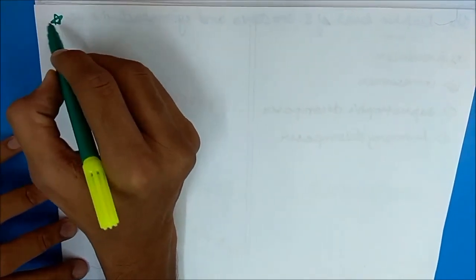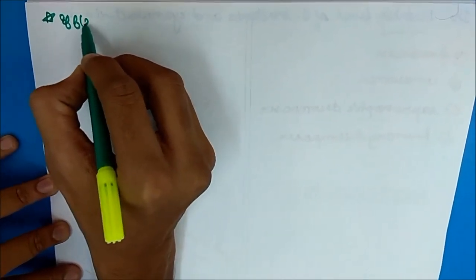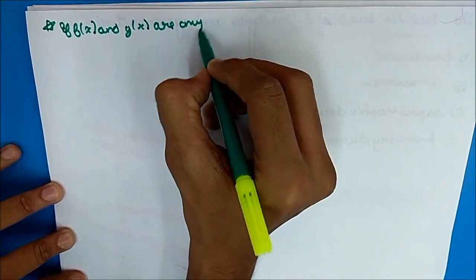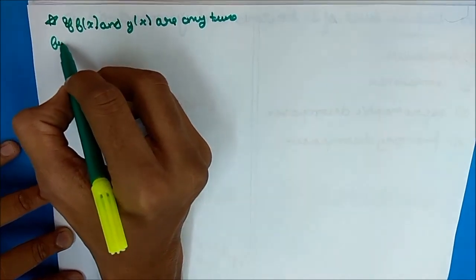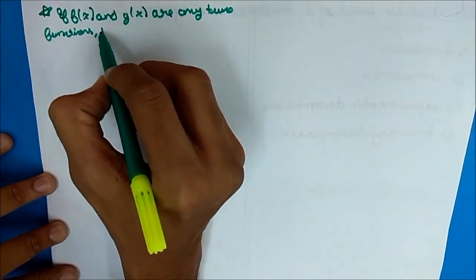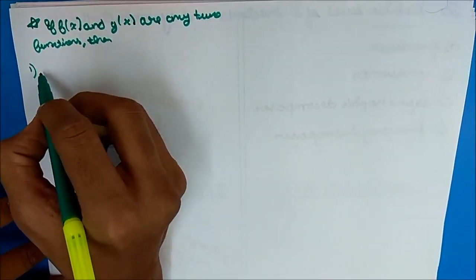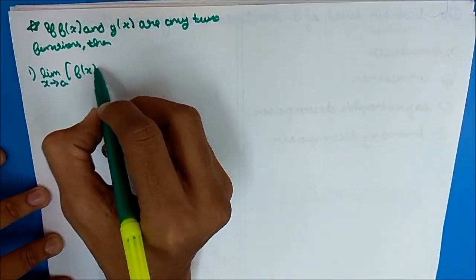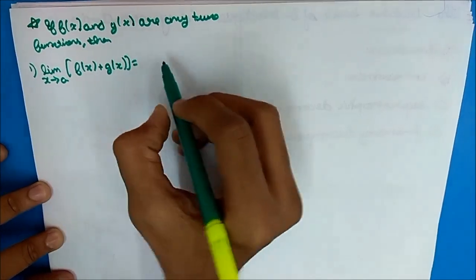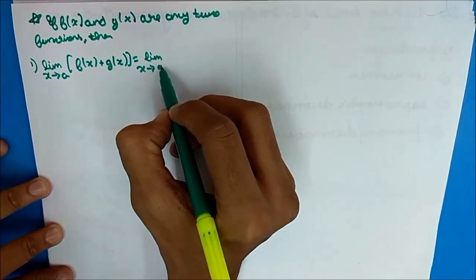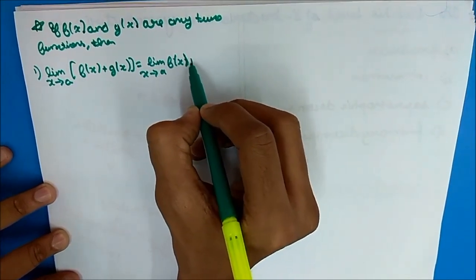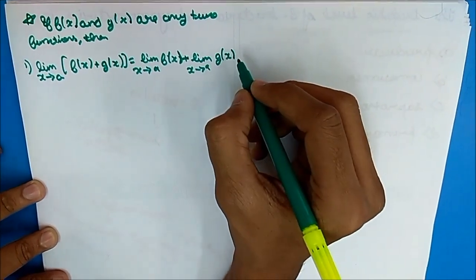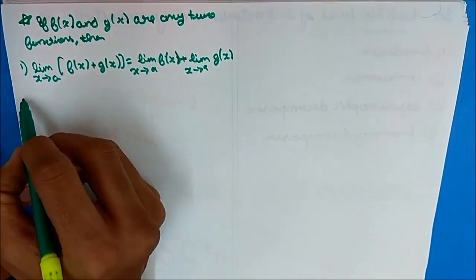Now some important properties. If f of x and g of x are any two functions, then limit x tends to a of f of x plus g of x will give limit x tends to a f of x plus limit x tends to a g of x. The limit will go to both the functions.